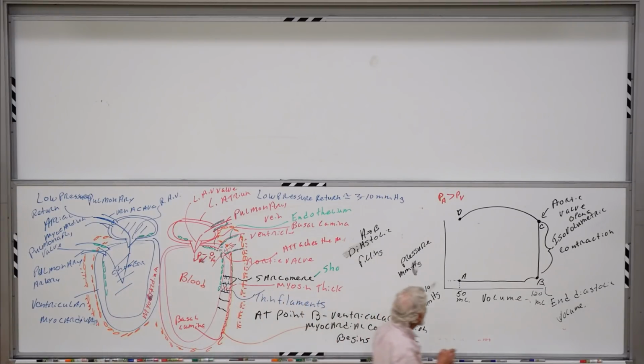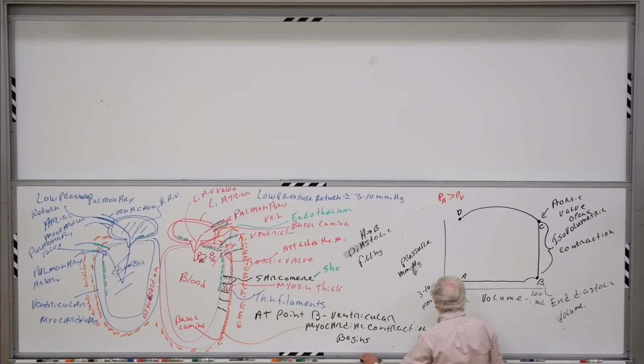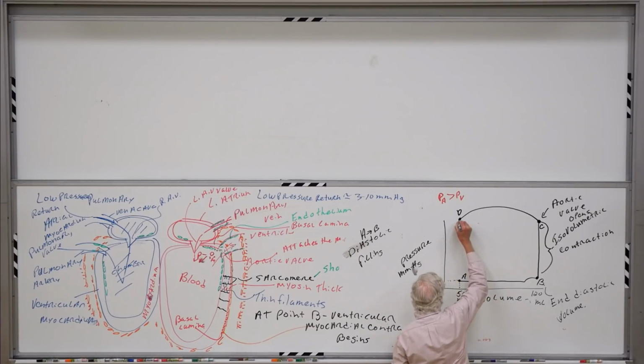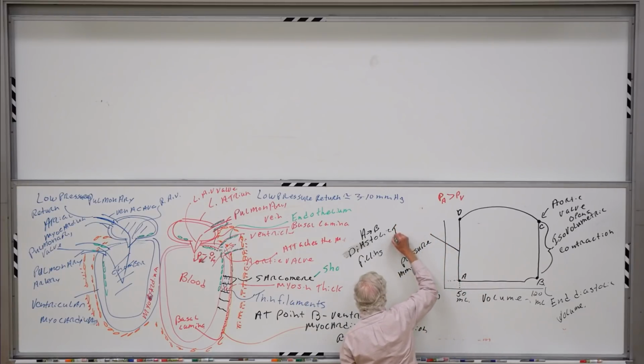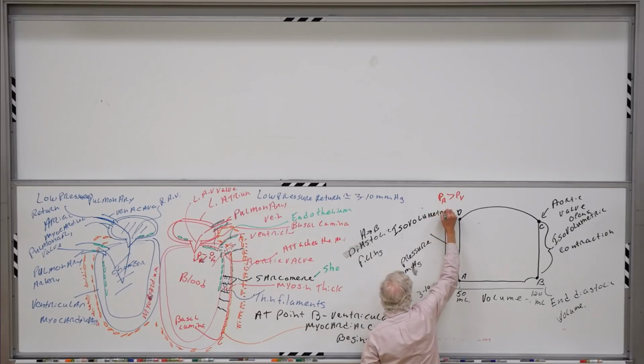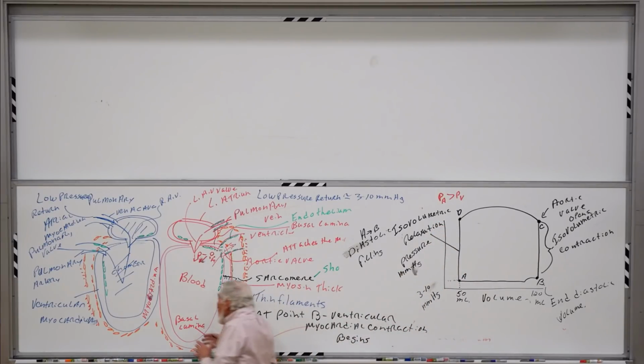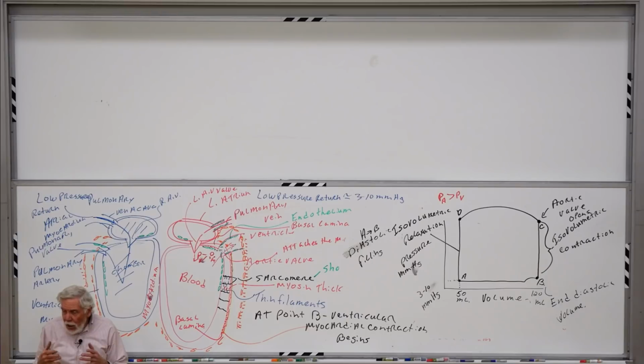But a point here is that now at point D, the pressure in the aorta is greater than the pressure in the ventricle, the valve slams shut. And then there's this very brief period between point D and point A. And this is the period of isovolumetric relaxation. The period of isovolumetric relaxation is pretty short.